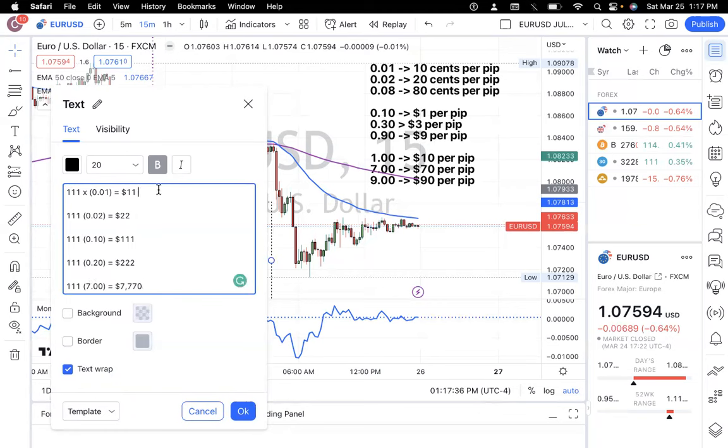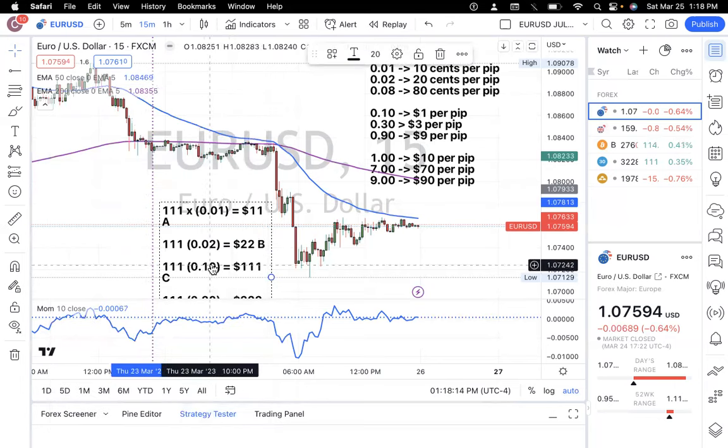So let's just say these were 5 different traders. Trader A walked away with $11. Trader B walked away with $22. Trader C walked away with $111. Trader D walked away with $222. And Trader E walked away with $7,770. So this is why it's important to understand the fundamentals of trading Forex, because if you understand when to enter, then you only have to focus on increasing your capital, because the same trade idea could have brought you these different results. So that's extremely important.